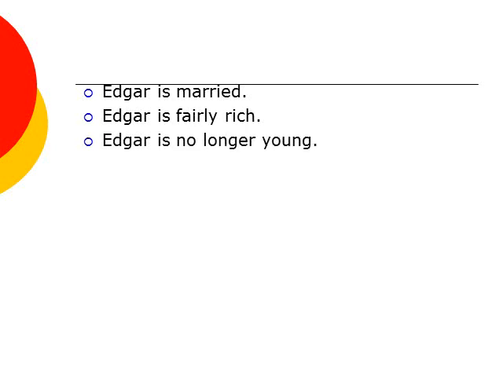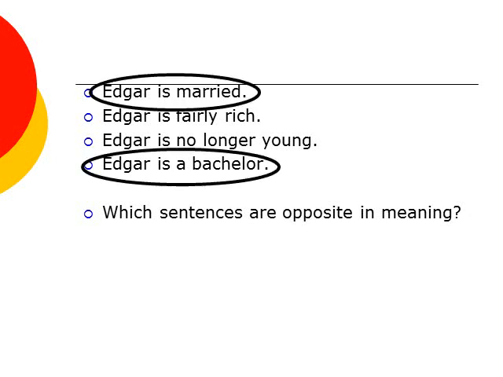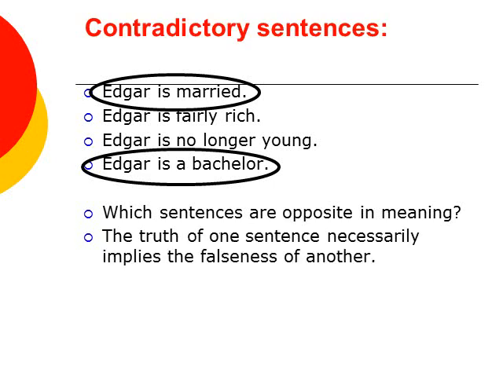Now let's consider the following sentences. Edgar is married. Edgar is fairly rich. Edgar is no longer young. Edgar is a bachelor. So which sentences are opposite in meaning, do you think? You guessed it right. Edgar is married and Edgar is a bachelor. These two sentences are contradictions. So the truth of one sentence necessarily implies the falseness of the other.